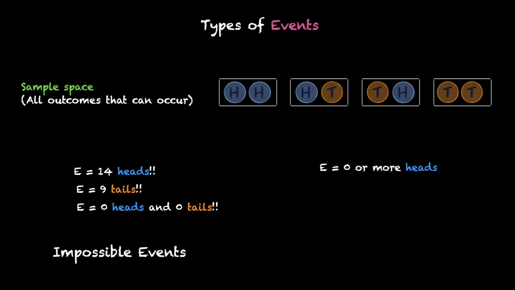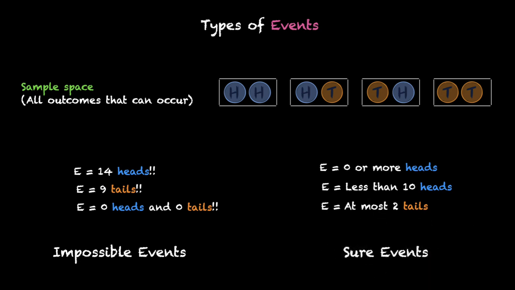Let's look at a few more examples. Another event E which says 0 or more heads. Another one, less than 10 heads. One more, at most 2 tails. Think about it. Are these events possible? Well, yes, of course they're possible. In fact, they're always going to happen. We're always going to have 0 or more heads. We're always going to have less than 10 heads. And we're always going to have at most 2 tails. So these events are called sure events. There are many more examples, but I picked a few interesting ones here. So this is one way to look at different types of events.